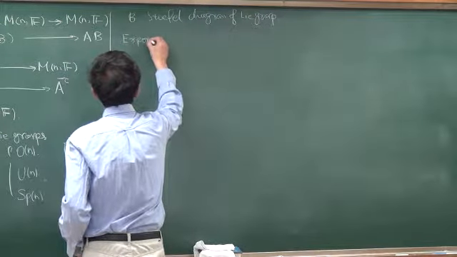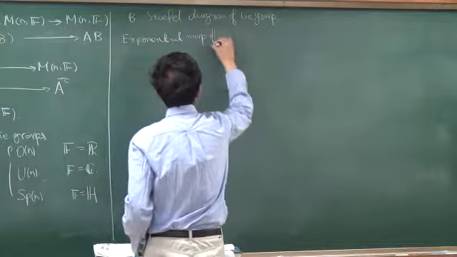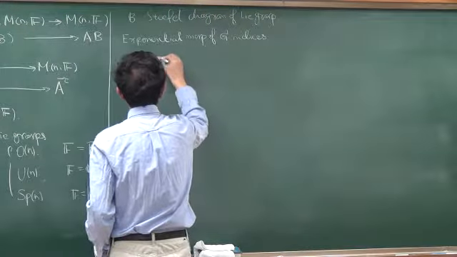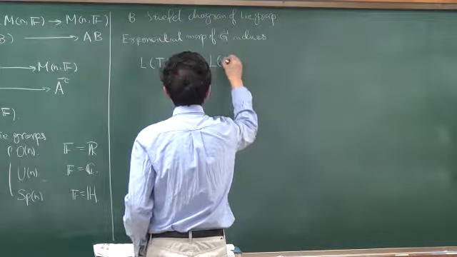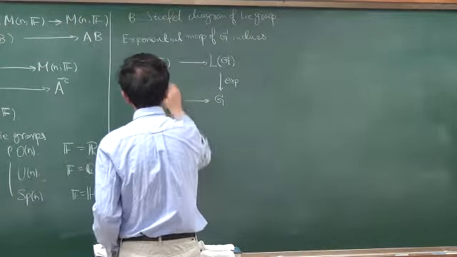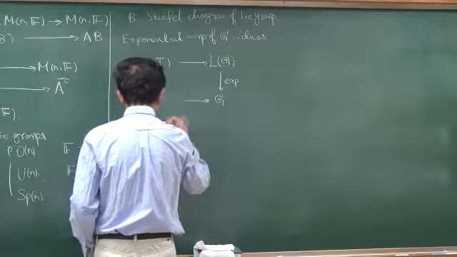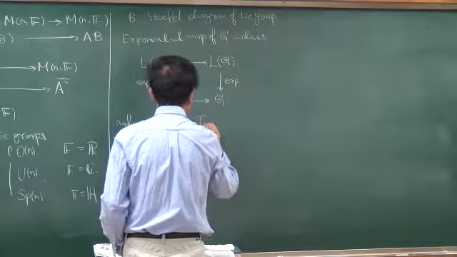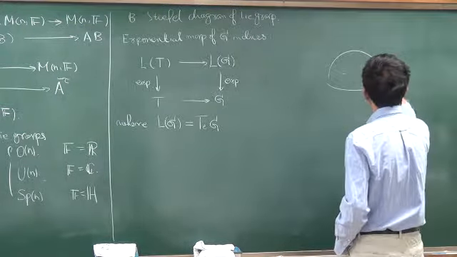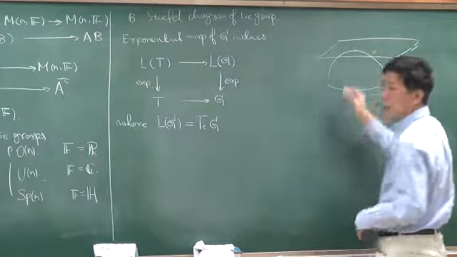The exponential map induces a diagram where LG is the tangent space to G at the unit. So suppose we have a Lie group G here with unit E, then here you have the tangent space at this point.